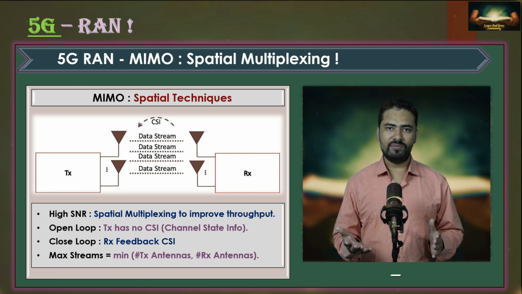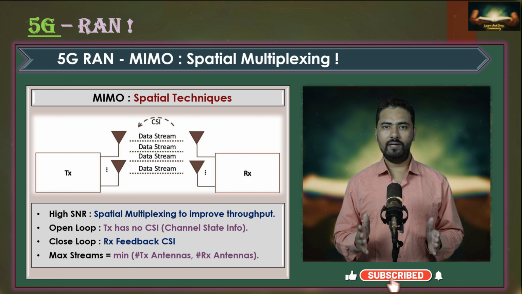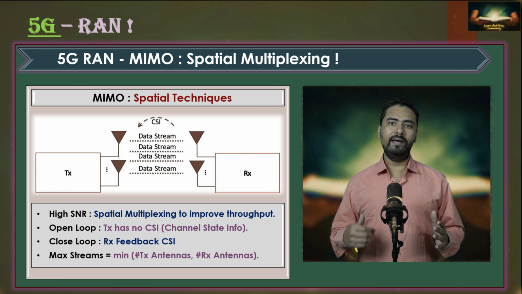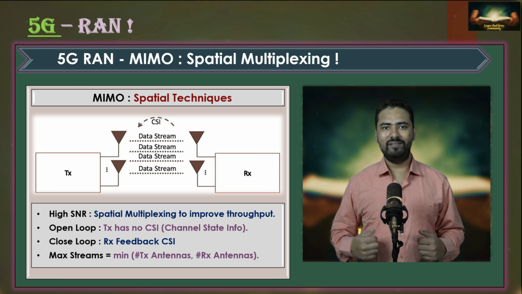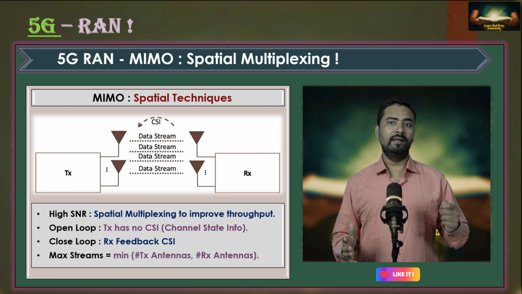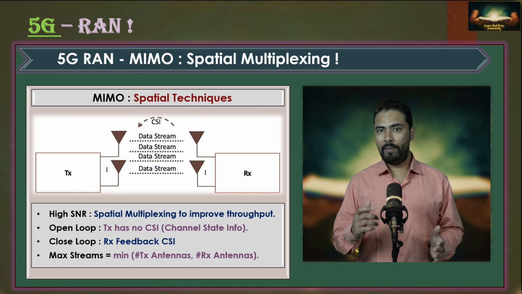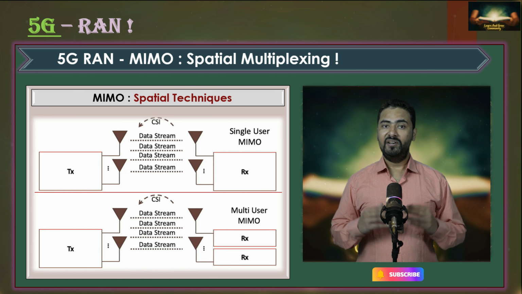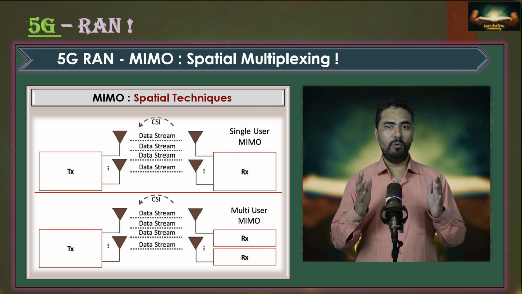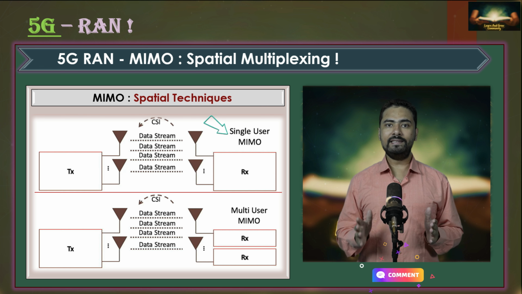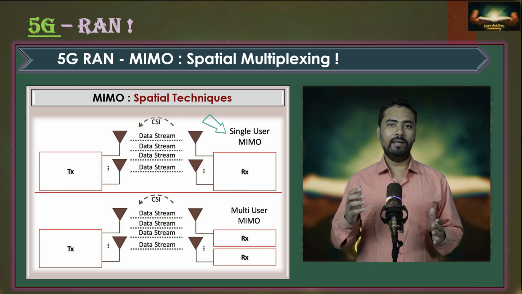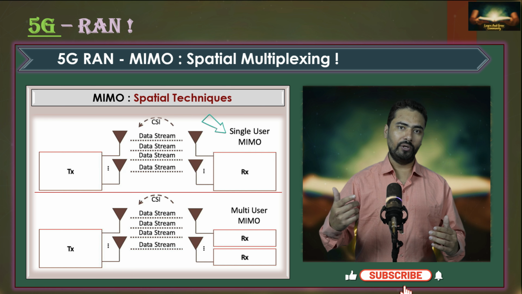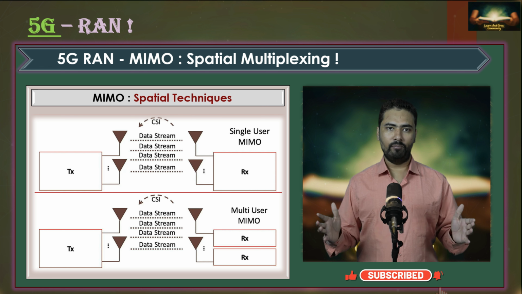And with the knowledge of the channel, appropriate precoding is done in the transmitter and processing is done in the receiver side. This allows the data streams to be separated effectively. The maximum number of streams in such MIMO systems is limited by the minimum number of either transmit antennas or receiving antennas. Now, if all the receive antennas belong to the same UE, it's known as single user MIMO, like you see in the top section of this picture, where all the receiving antennas belong to the same UE. So it is called single user MIMO.